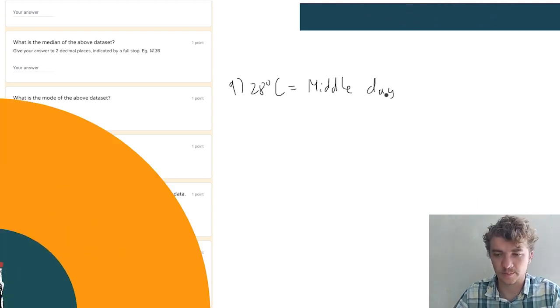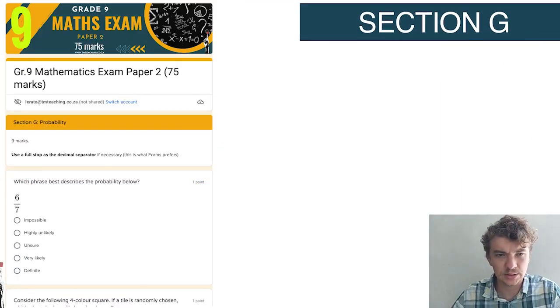Okay, then the last section is section G, probability, 9 marks, and just in bold use a full stop as the decimal separator. Okay, first question, which phrase best describes the probability below?